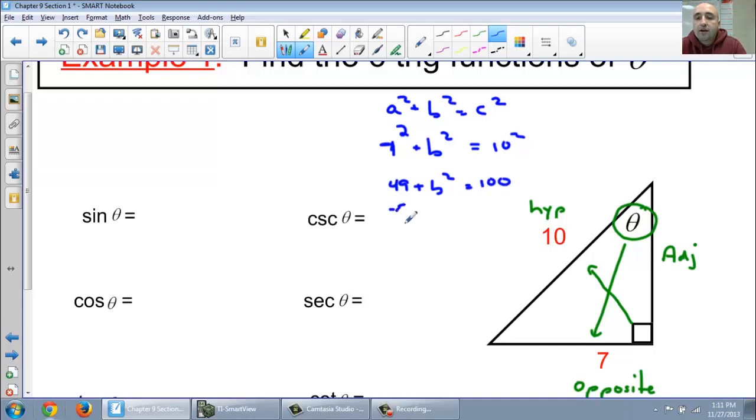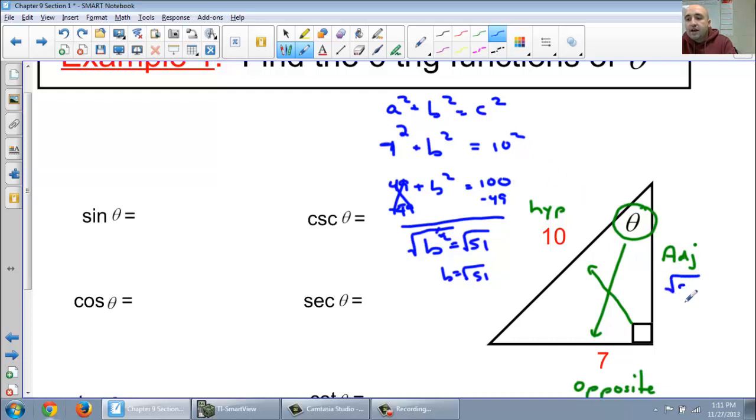I'm going to subtract 49 from both sides to get the b by itself. So b squared equals 100 minus 49, which is 51. Now I'm looking for b, not b squared, so I have to take the square root of both sides. So b is equal to square root of 51. Okay, so that means my adjacent side is square root of 51, which is okay. We're not going to use decimals. We're going to leave it square root of 51.